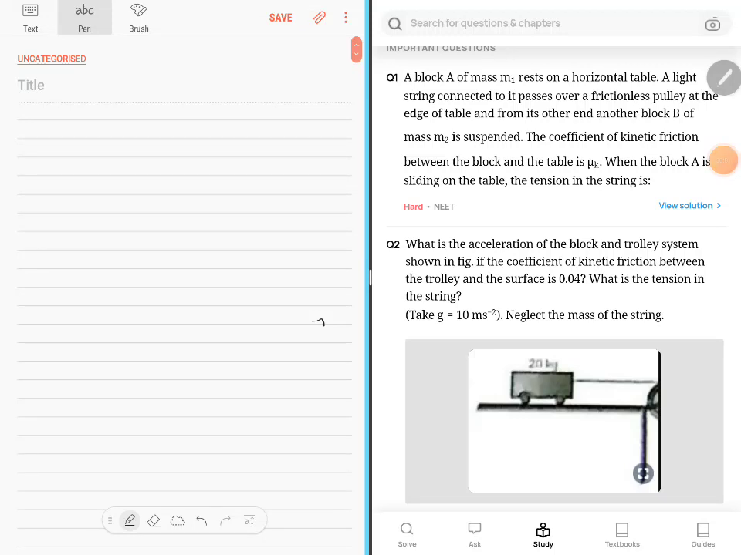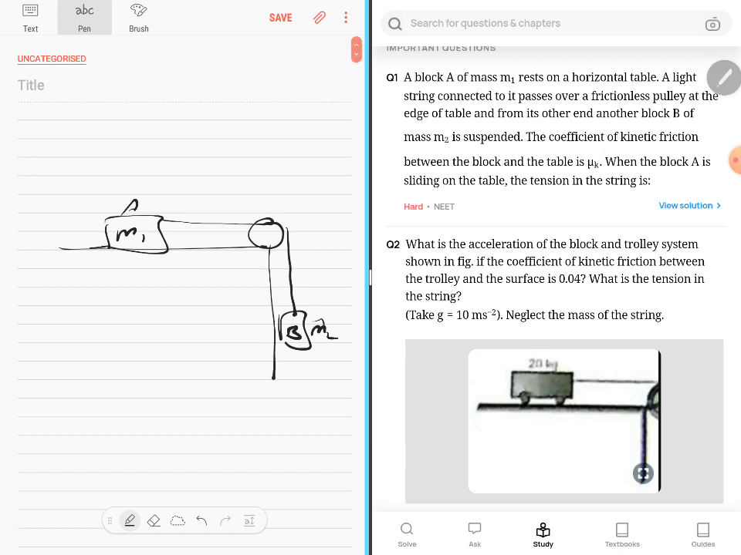The first question: a block of mass m1 is resting on a horizontal table. A light string passes over a frictionless pulley, and there's another block B, this block A, this mass m2 suspended. The coefficient of kinetic friction. So there is a frictional force which is here. The coefficient of kinetic friction mu k is given to be mu k.